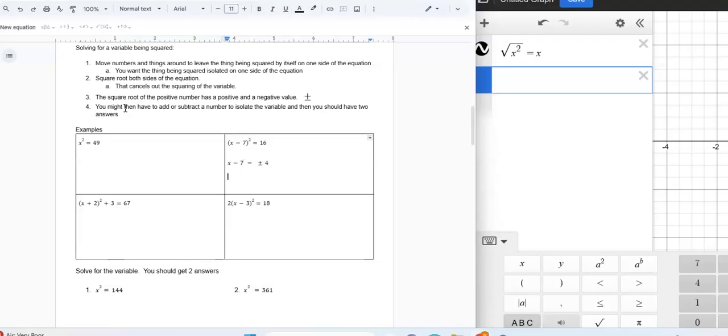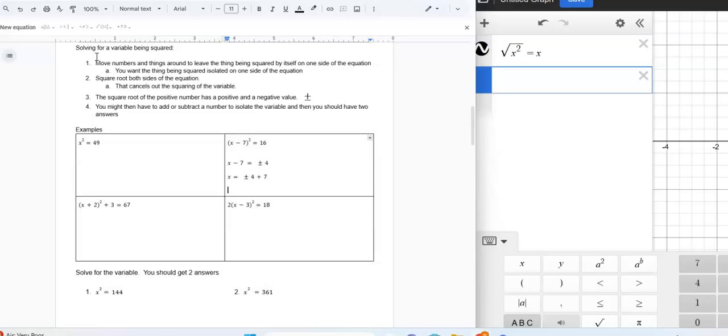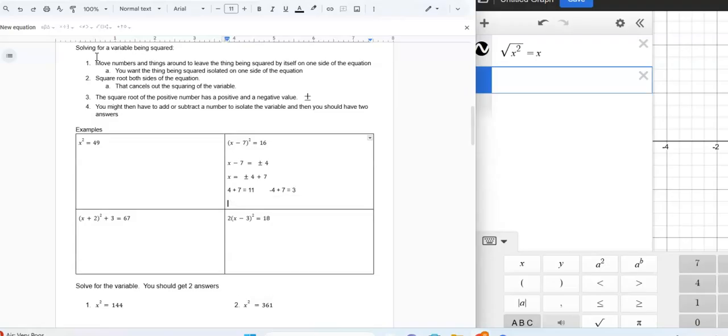Then you have to add 7 to both sides because we want it to say x equals. So if you add 7 to both sides, you now have positive and negative 4 plus 7. What does that mean? Well, that means two things. 4 plus 7 is 11, and negative 4 plus 7 equals 3. So the answer to this would be 3 and 11.